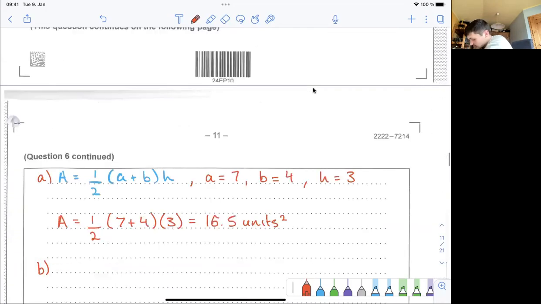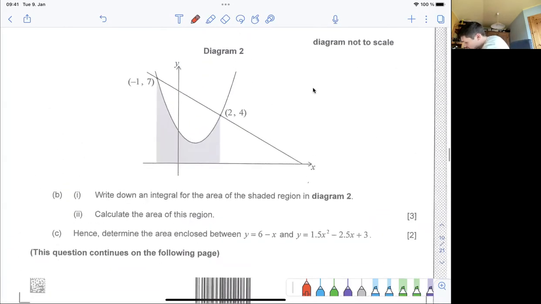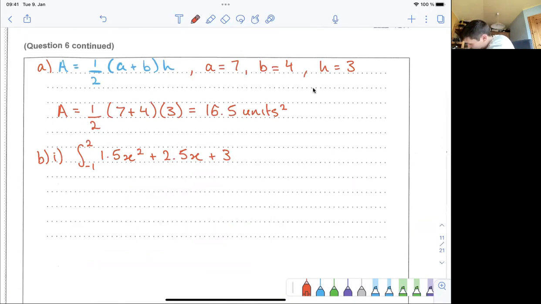So the definite integral that we're going to have to write for this is the integral sign, like that, from x is equal to 2 to x is equal to -1, and then we'll put our function in our graph, which is 1.5x squared plus 2.5x plus 3. I believe that's meant to be minus 2.5x, right? Yeah, beg your pardon. And then dx on the end, integrating with respect to x. And then that would be our answer for part B1.